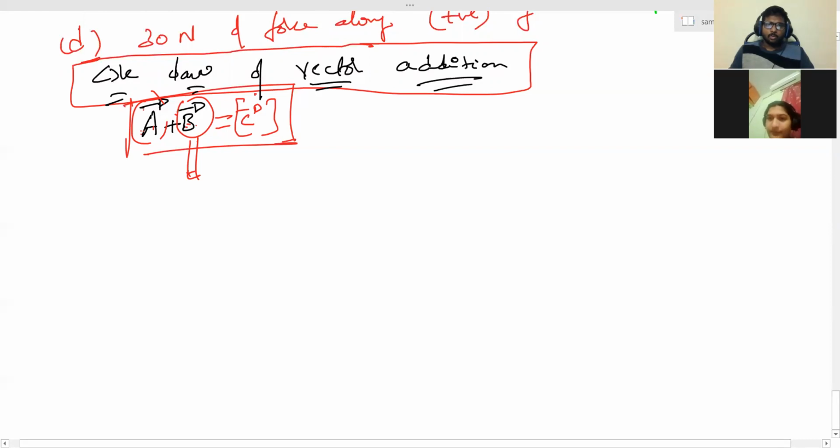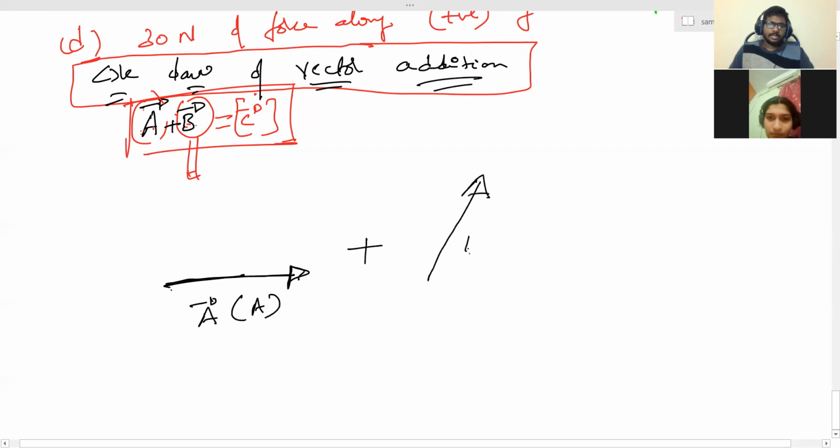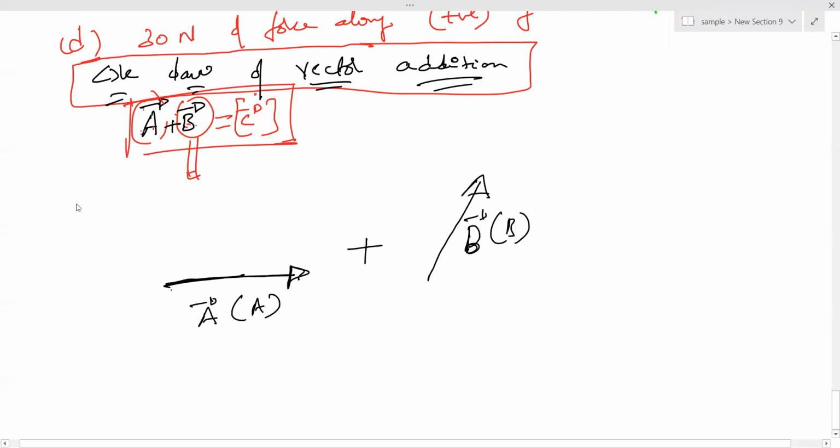So now, how to add geometrically? Shall I solve? Okay. Just suppose this is a vector, one vector having magnitude A, in this direction. Example, one direction. There is another vector B, like this, some random other direction, having B magnitude. So how to add both of them?